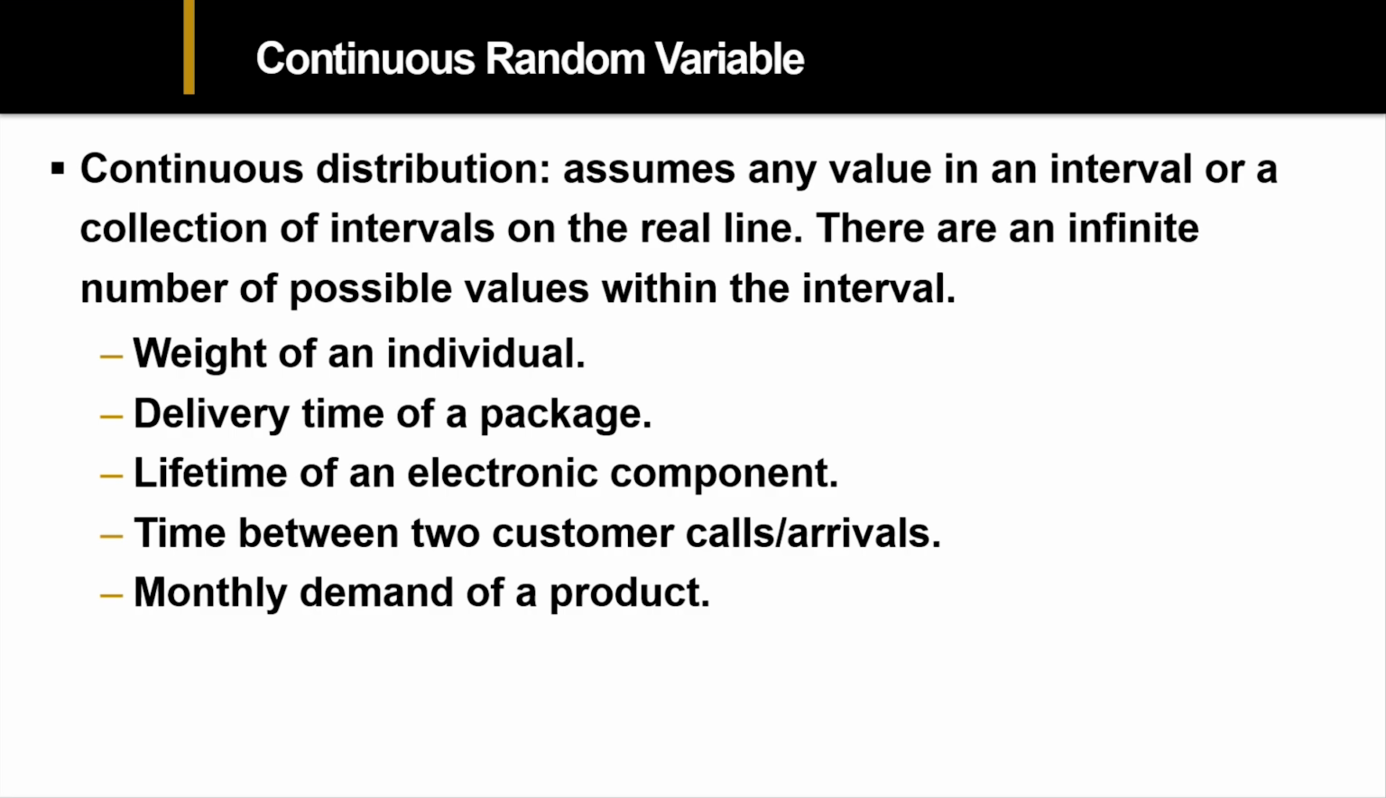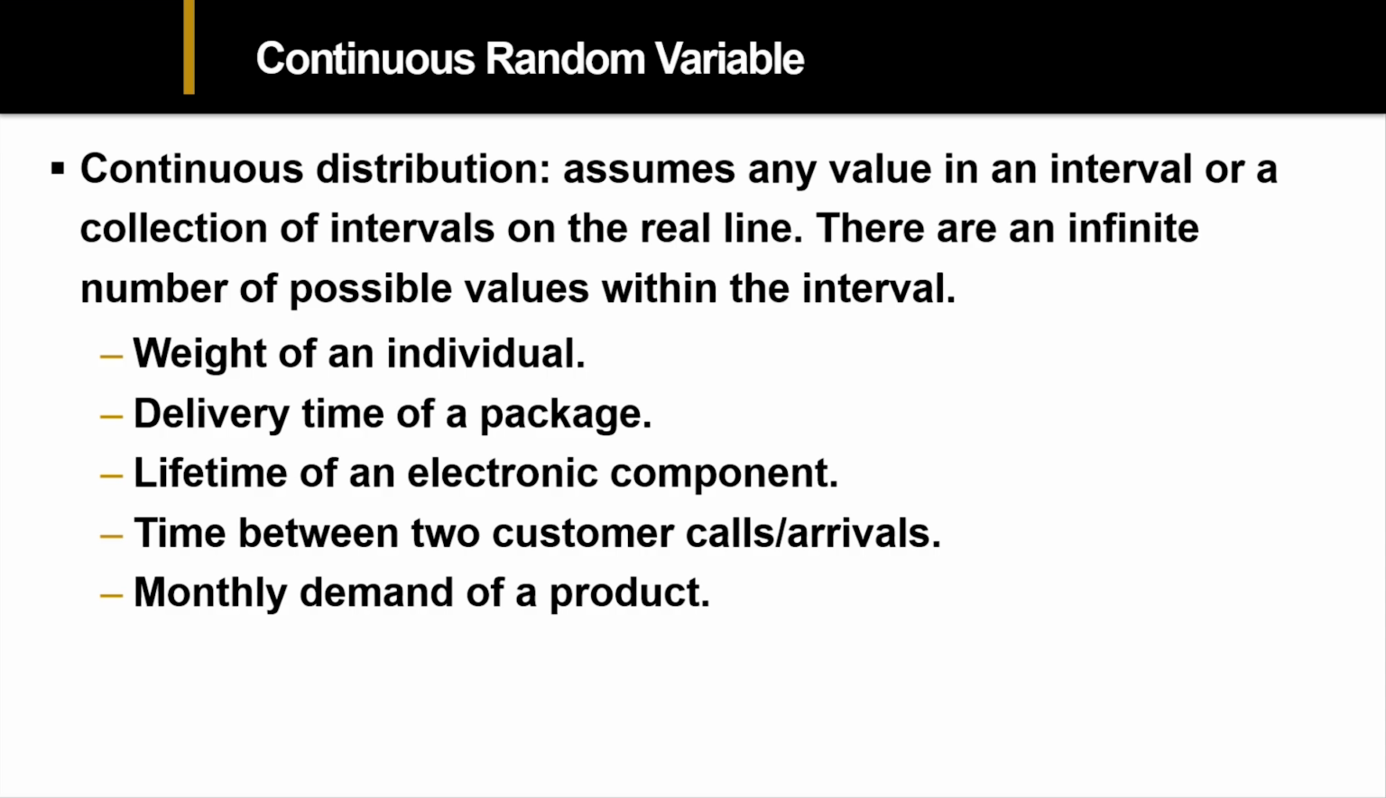Continuous random variables differ from the discrete distributions like this. Continuous distributions assume that any value in a given range or interval is allowed as an outcome. So there are an infinite number of possible values within that interval itself. There are an infinite number of weights that an individual can be, because you can carry them out to any number of decimal places in whatever the units are.